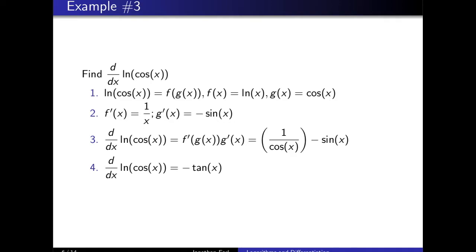If we want to find the derivative of the natural logarithm of cosine of x, we'll have a chain rule here, where our outer function is going to be ln x, our inner function is going to be cosine. So the derivative of our outer function is going to be 1 over x, and the derivative of the inner function is going to be minus sine of x. So from our chain rule, we'll get 1 over cosine of x times minus sine of x. So we have minus sine over cosine, but remember that sine divided by cosine is tangent. So it tells us that the derivative of natural logarithm of cosine is going to be minus tangent.